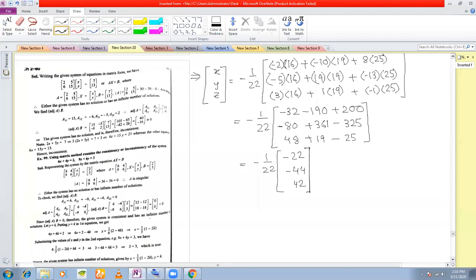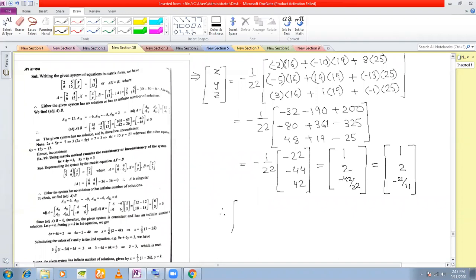What we have got here is okay, no problem. So for xyz, you have got this. Now what you do is you multiply each element with minus 1 by 22. So minus 1 by 22 into minus 22 is 1 simply, isn't it? Minus 1 by 22 into minus 44 is simply 2. And this is minus 42 by 22, right? So you will get 1, 2, and this is minus 21 by 11.